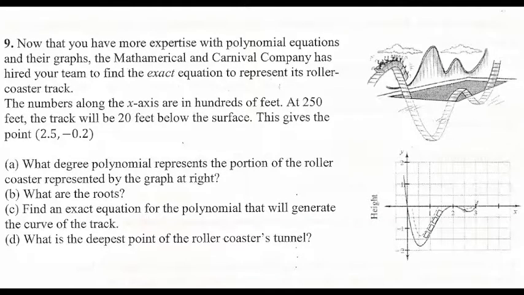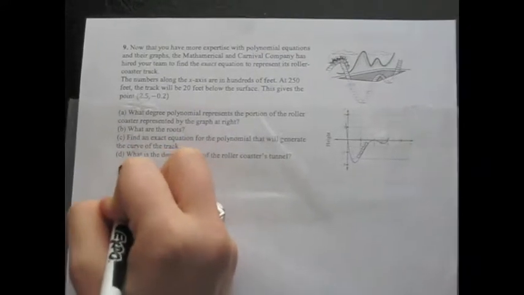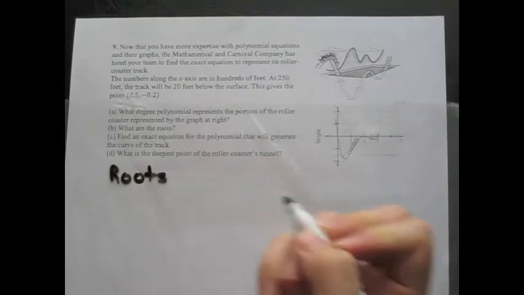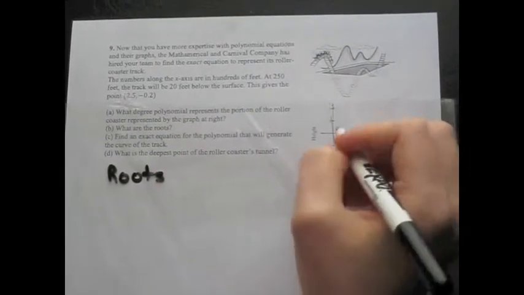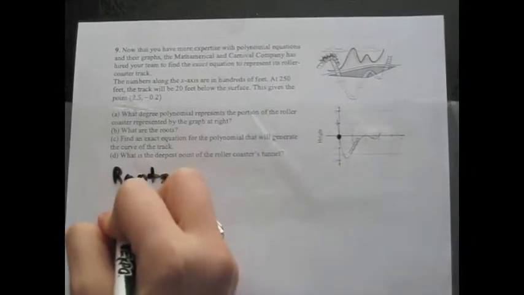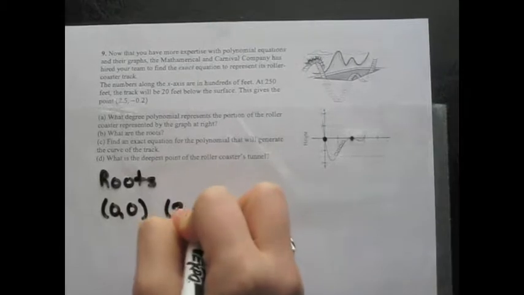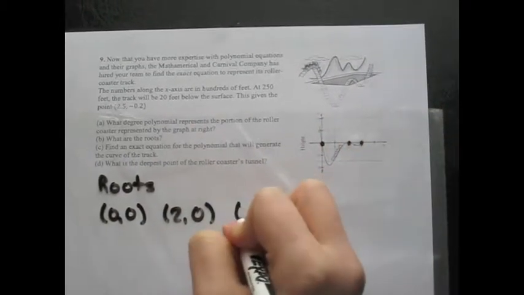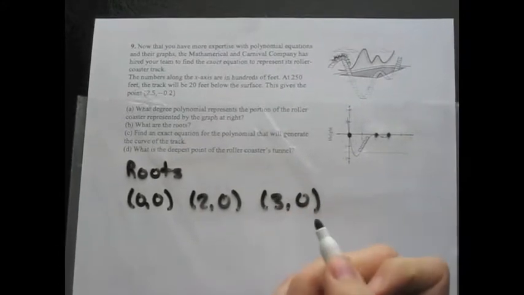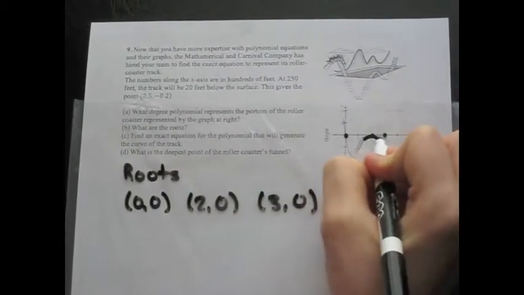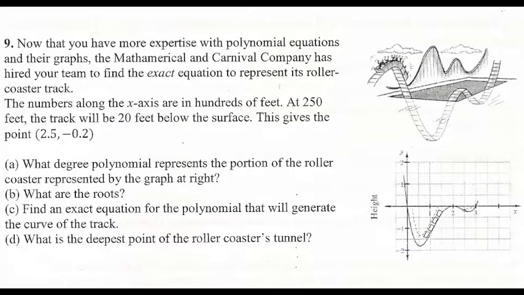B. What are the roots? You can find the roots by locating where the graph of the polynomial crosses the x-axis. So here, it's at the points 0, 0, 2, 0, and 3, 0. Note that the root at 2 has an even multiplicity because it bounces off the x-axis instead of crossing it.